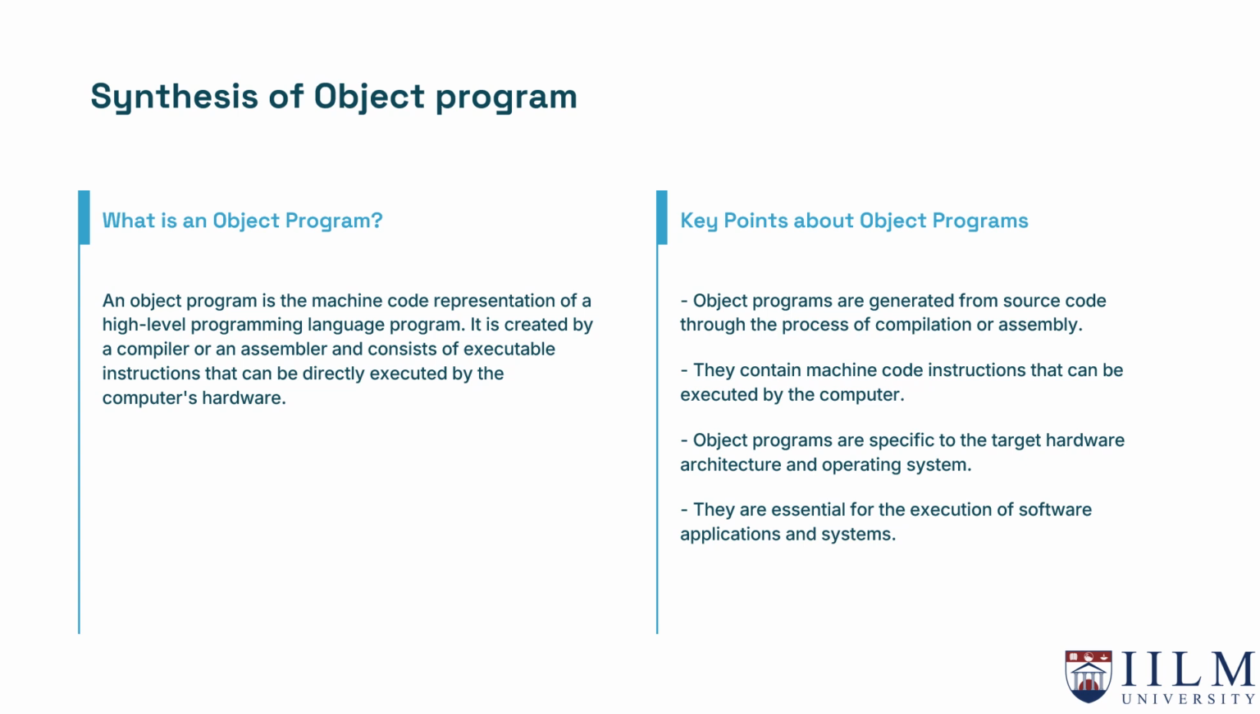So an object program is the machine code representation of a high level programming language program. It is created by a compiler or an assembler, and consists of executable instructions that can be directly executed by the computer's hardware.